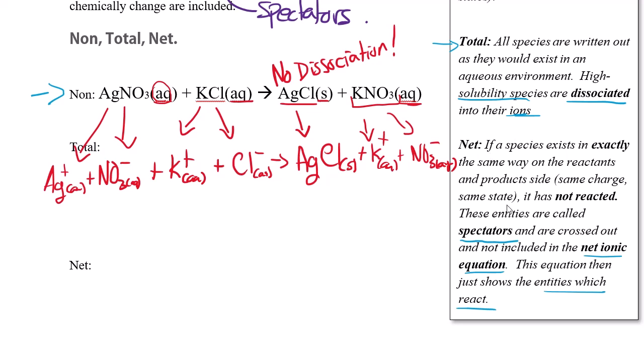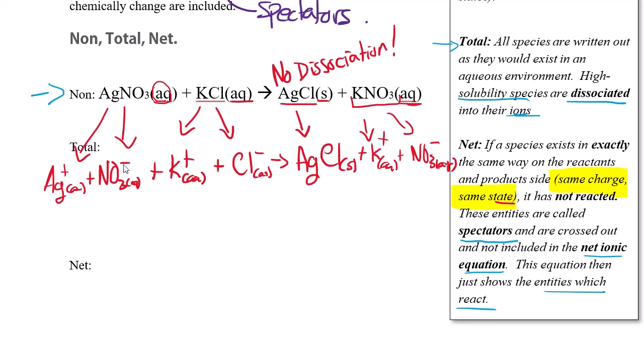Now, to build my net, I need to find my spectators. So I'm looking for things where two things stay the same. The charge stays the same. So the charge can't change, and the state of matter stays the same. If both of those things stay the same, then my entity is a spectator, and we're going to cross it out. So let's look at my silver first. It started out as aqueous, ended up as solid, so it is not a spectator. State of matter changed, even though the charge didn't.